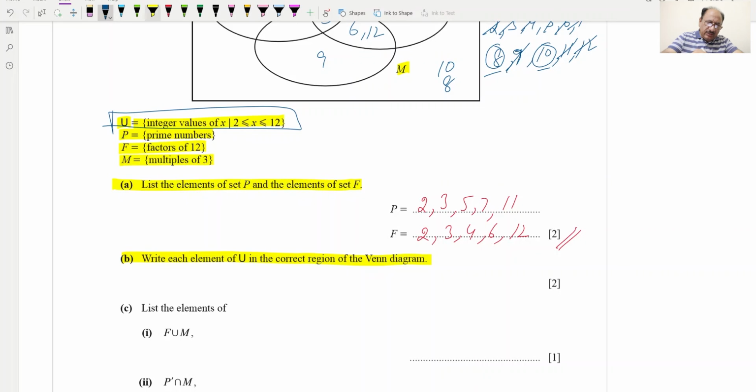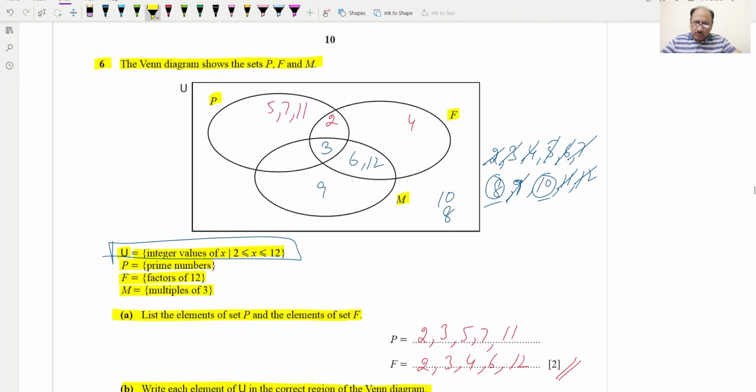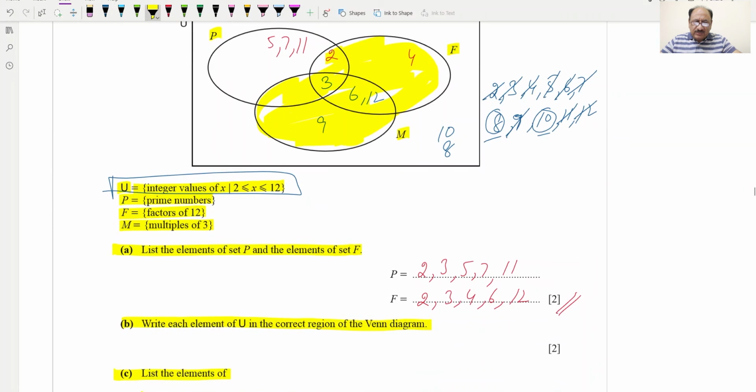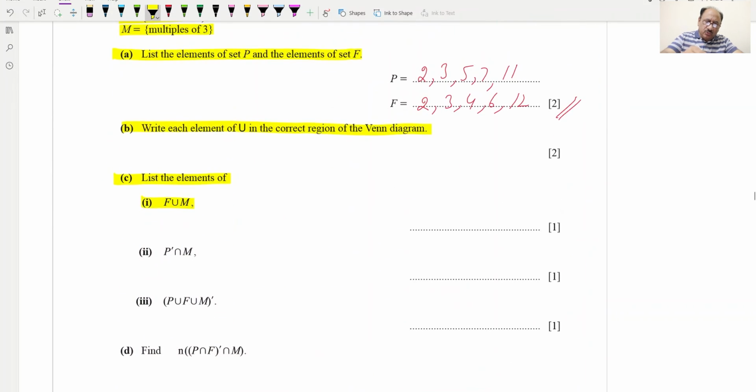Now part C, they are saying list the elements of F union M. So F union M means this whole region basically. This region contains 2, 3, 4, 6, 9 and 12. This is a one mark question.